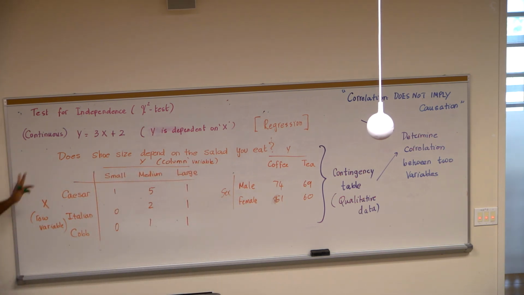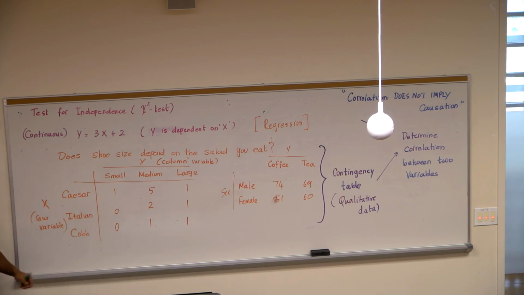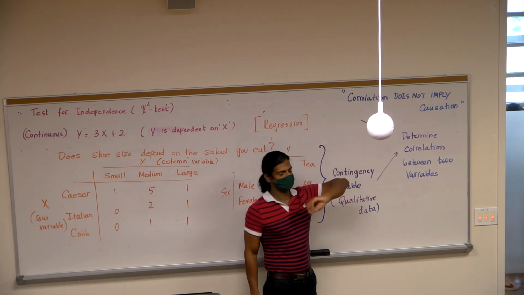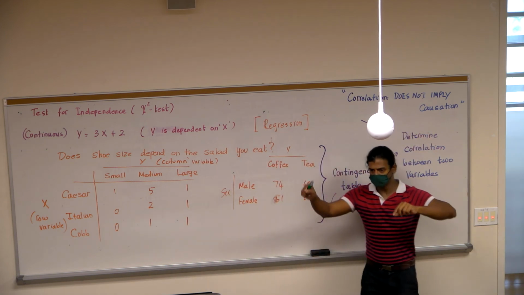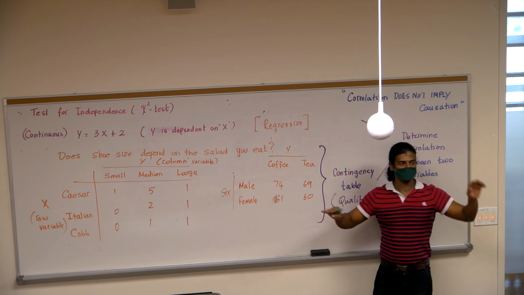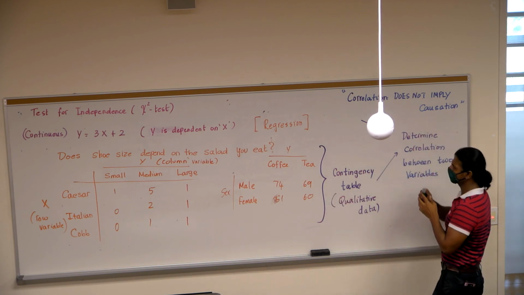It doesn't matter whether it's continuous, discrete, qualitative, mixed, doesn't matter. If we find correlation between two things, we cannot say that one is the result of another. It's not a cause and effect relationship. Keep that in mind. Common mistake.